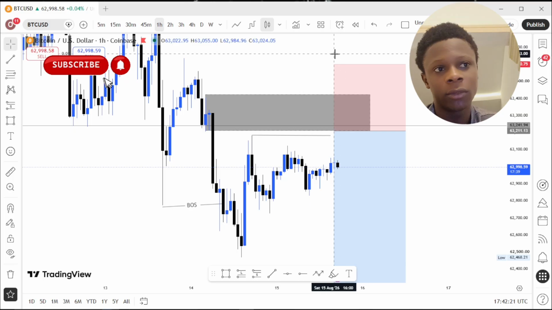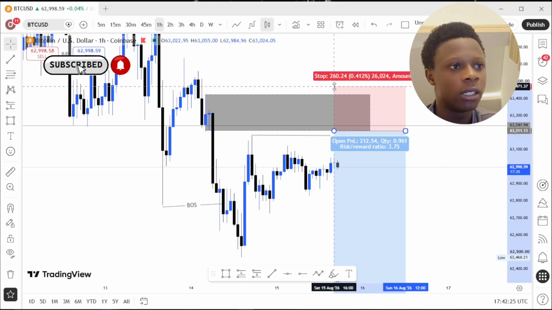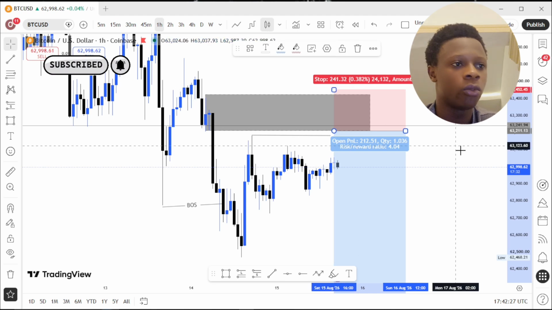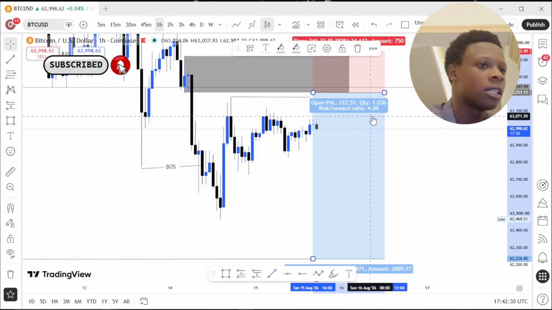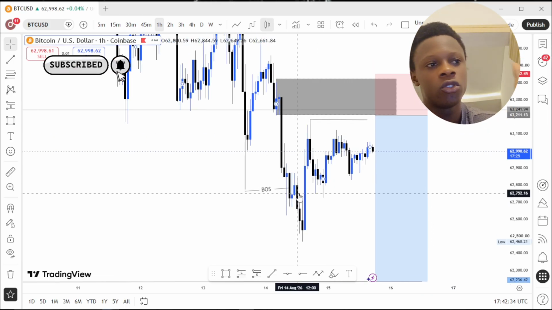Our SL will be above this very high right here. So it's about 1:4 risk to reward. So this is how to look for directional entries. You can actually see from a higher time frame now to a lower time frame.